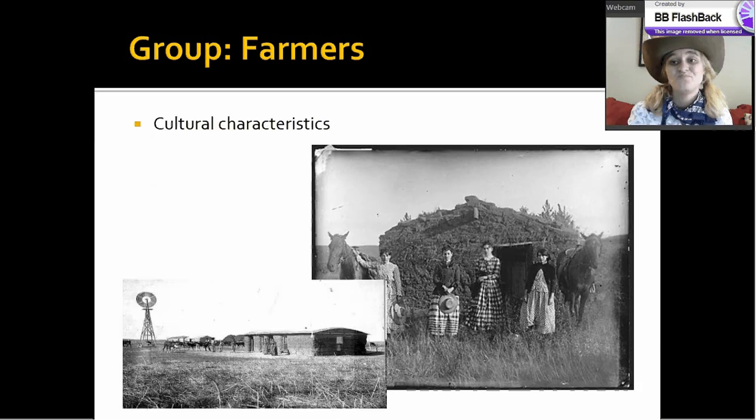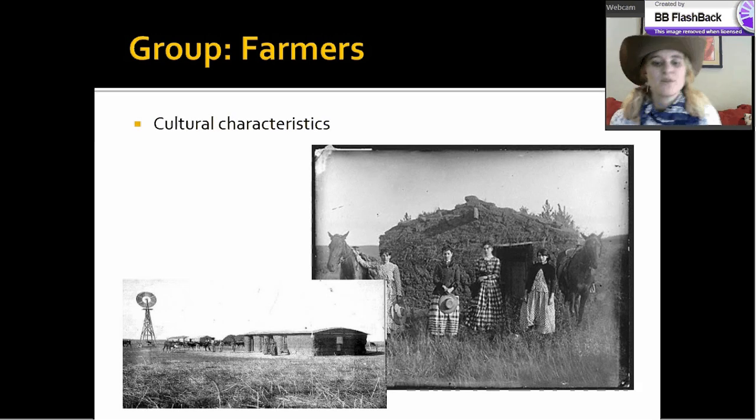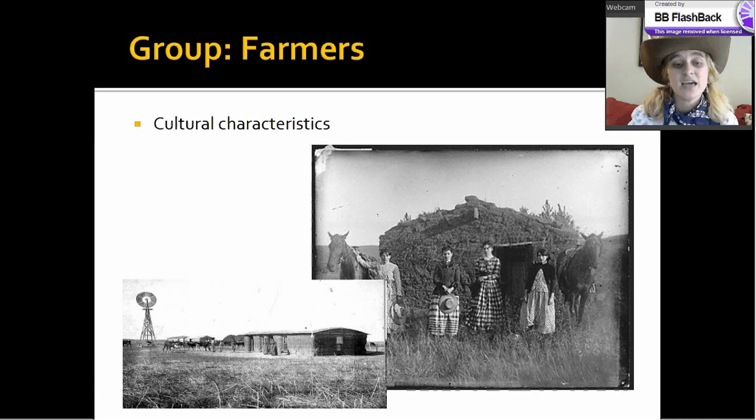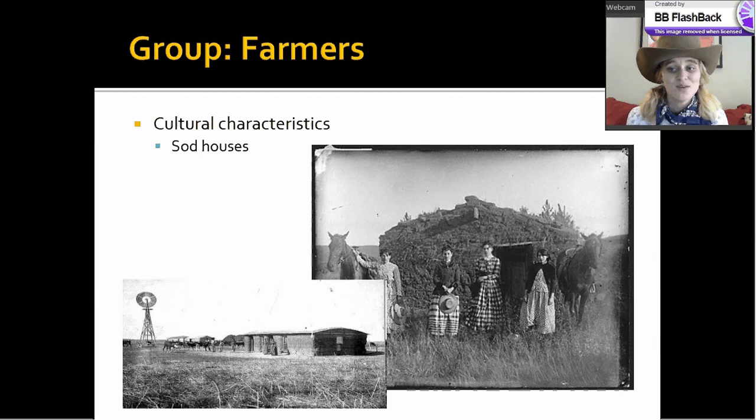There you go. Last thing I want to talk about are the cultural characteristics of farmers. So when you move out west and are planning to do this homestead thing, it's not easy, right? So the first thing that you do is you have to build a house. But look at these pictures. There's no trees on the prairie. So what are you going to use to build your house? Well, you're going to use dirt.